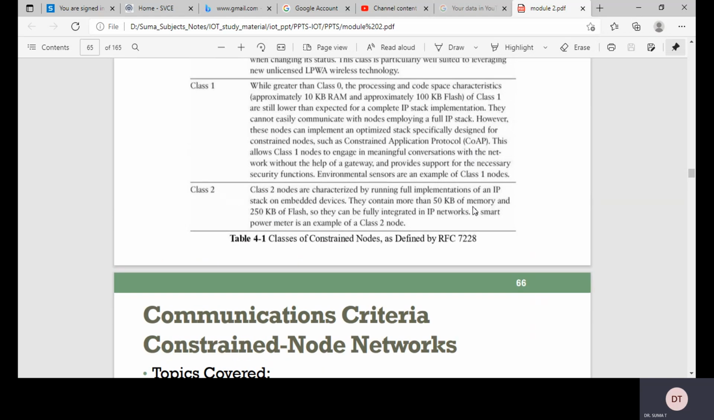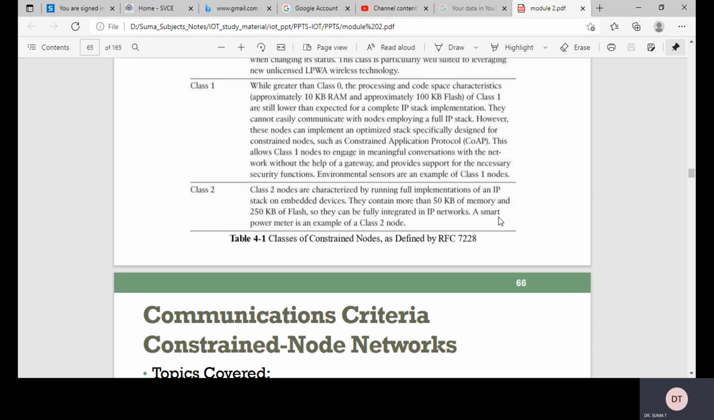Next, class 2 constrained nodes are characterized by running the full implementation of an IP, Internet Protocol, stack on embedded devices. They contain more than 50 KB of memory and 250 KB of flash memory, so they can be fully integrated in Internet Protocol networking. A smart power meter is an example of a class 2 node.